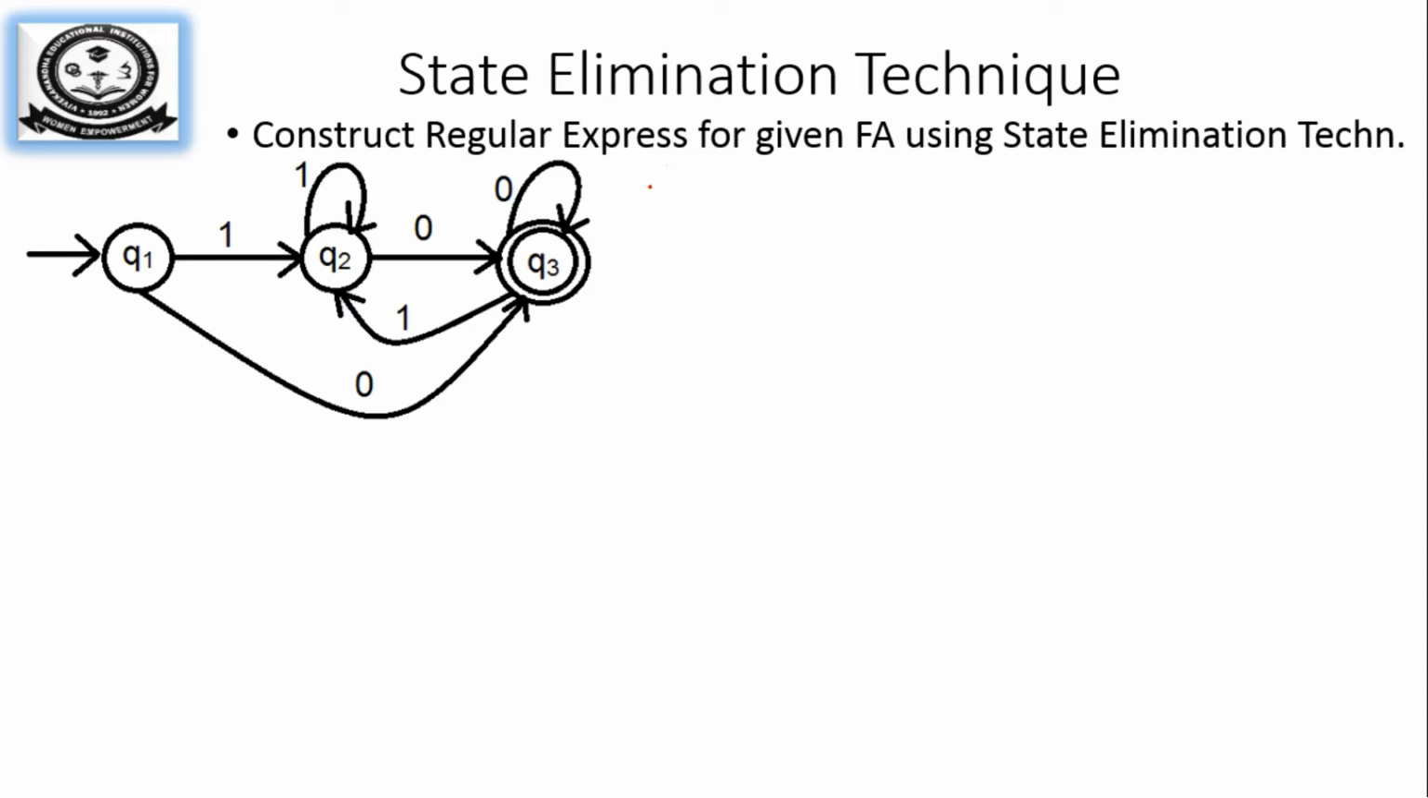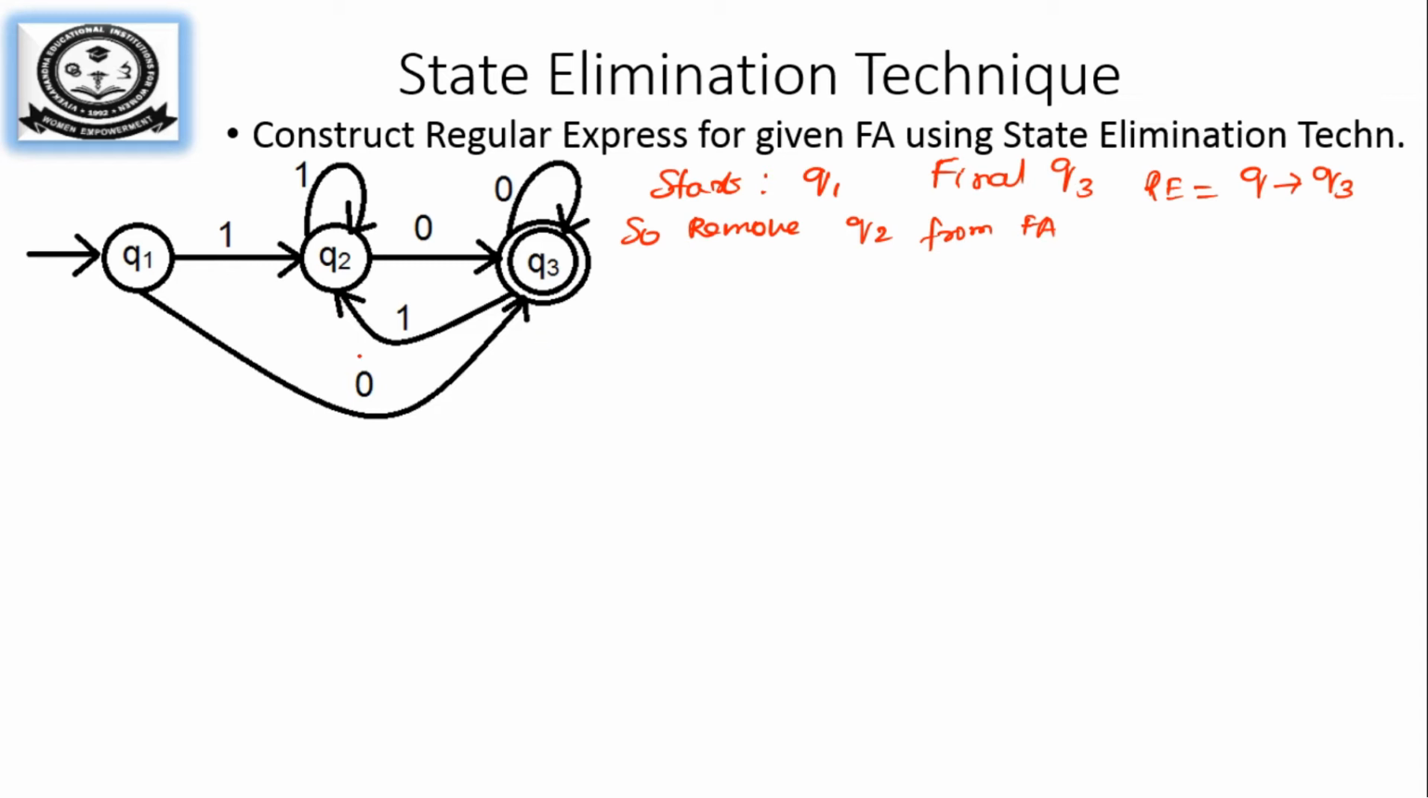So your start state is Q1 and your final state is Q3. So we need a regular expression for Q1 to Q3. This is the final expression you need. So we have to remove the self transitions as well as Q2 from the finite automata.